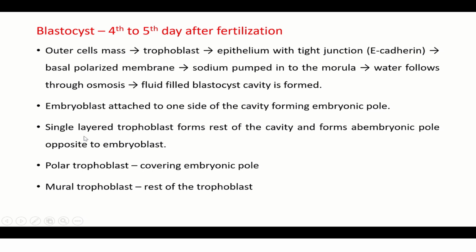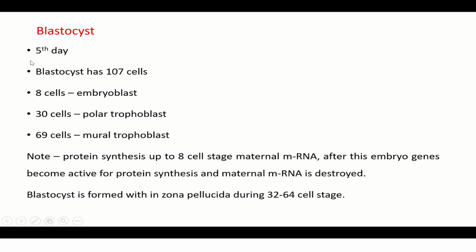So you can see here, the single layer trophoblast forms the rest of the cavity and forms an embryonic pole opposite to the embryoblast. Polar trophoblast is the one which covers the embryonic pole, and mural trophoblast is the one which covers the rest of the trophoblast. You can see by the 5th day, the blastocyst has 107 cells: 8 cells are embryoblast, 30 cells are polar trophoblast, and 16 cells are mural trophoblast.